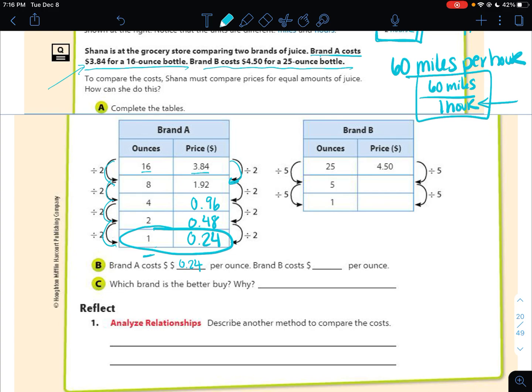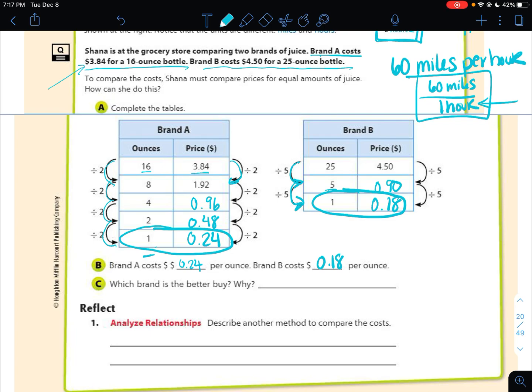But I need to figure out the cost of brand B per ounce. So over here, they took 25 and divided it by 5 to get 5 ounces. So $4.50 divided by 5 would be 90 cents. And they did the same thing to get down to 1 ounce. 5 divided by 5 would be 1 ounce. And 90 cents divided by 5 is 18 cents. So right there, that tells us that 1 ounce of juice in brand B costs 18 cents.